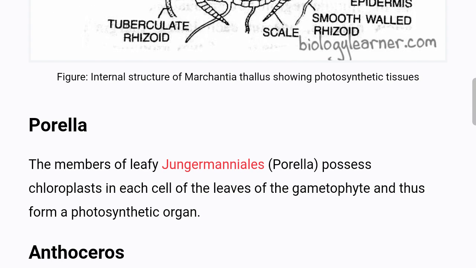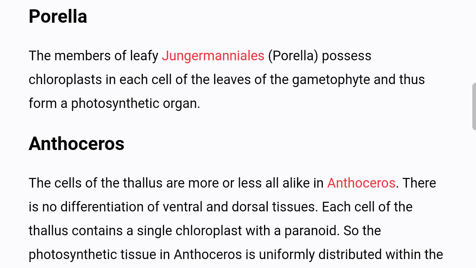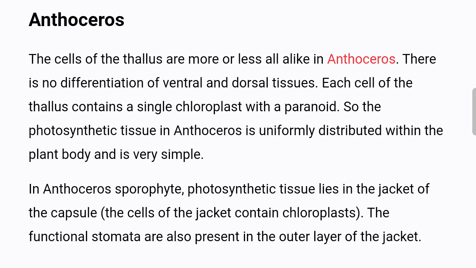Porella: the members of leafy Jungermanniales, for example Porella, possess chloroplasts in each cell of the leaves of the gametophyte, and thus form a photosynthetic organ. Anthoceros: the cells of the thallus are more or less all alike in Anthoceros. There is no differentiation of ventral and dorsal tissues. Each cell of the thallus contains a single chloroplast with a pyrenoid. So the photosynthetic tissue in Anthoceros is uniformly distributed within the plant body, and is very simple.